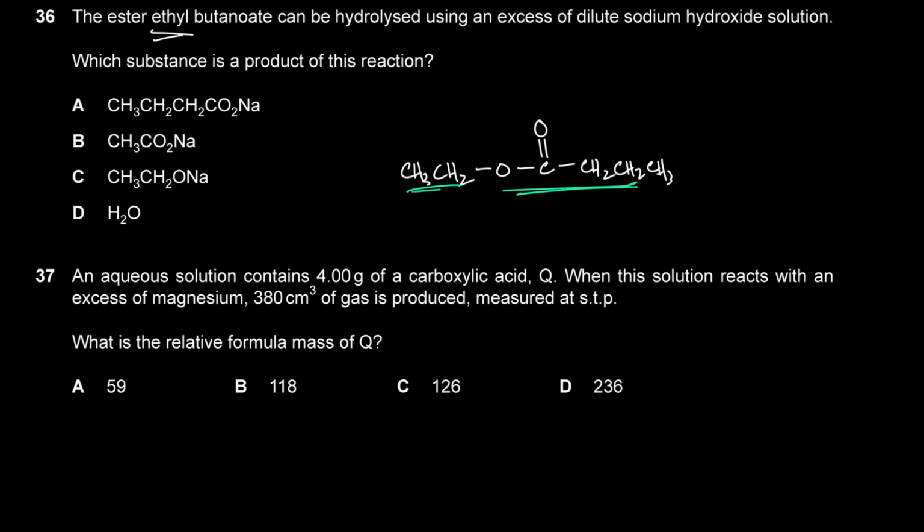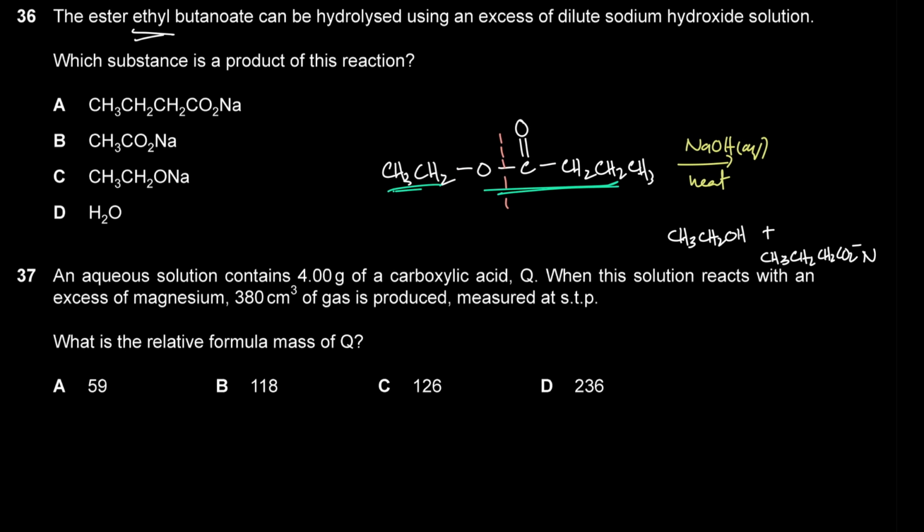Now when we hydrolyze this using aqueous sodium hydroxide and heat, this is alkaline hydrolysis. We're going to break this ester linkage, the bond between the C double bond O and the single-bonded oxygen. What we get is ethanol, CH3CH2OH, and the salt of the carboxylic acid. So we get sodium butanoate, CH3CH2CH2CO2 minus, Na plus. That's the salt of the carboxylic acid.